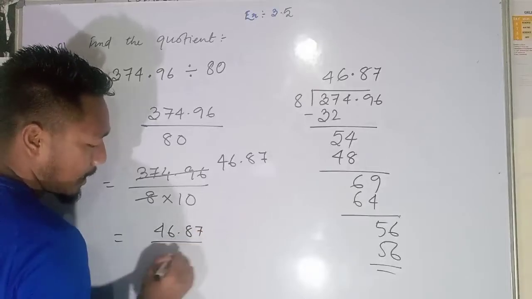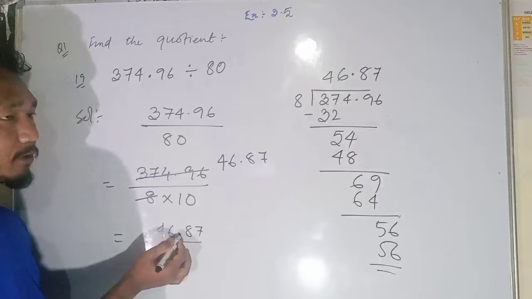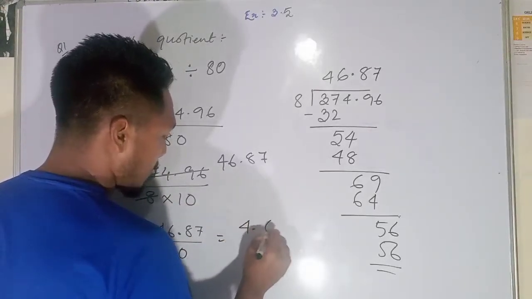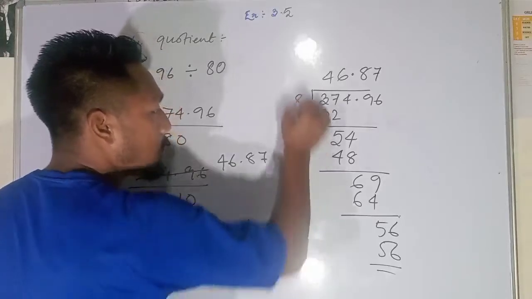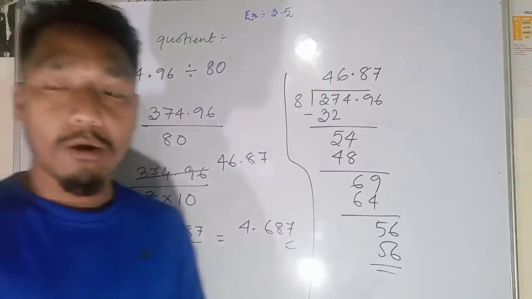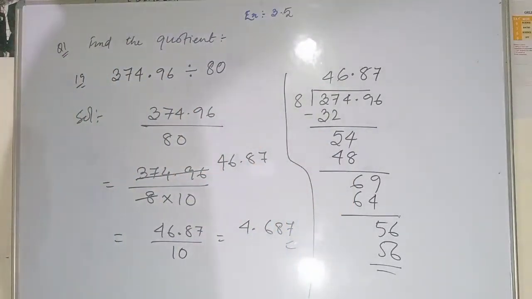46.87 is divided again by 10. Now this 10, with 1 zero here, that means the point will jump 1 number in front. Okay, that means 4.687 will be your answer. Okay, similarly we'll do the next question, one more question.